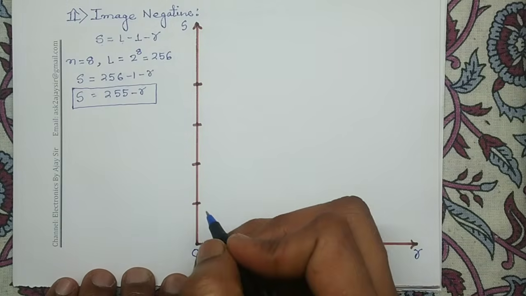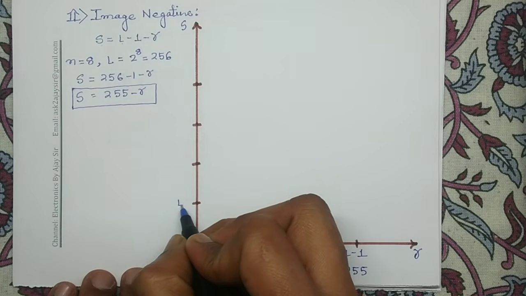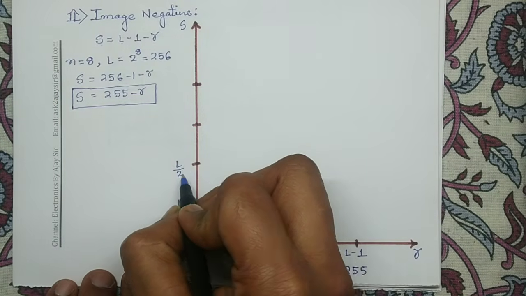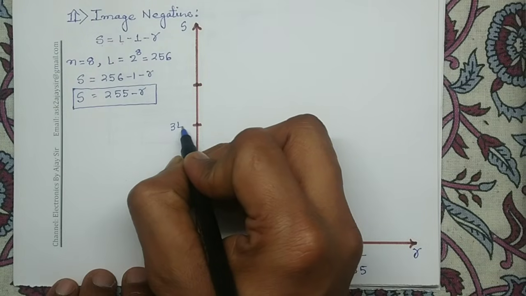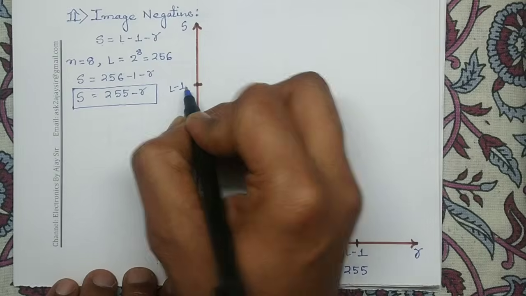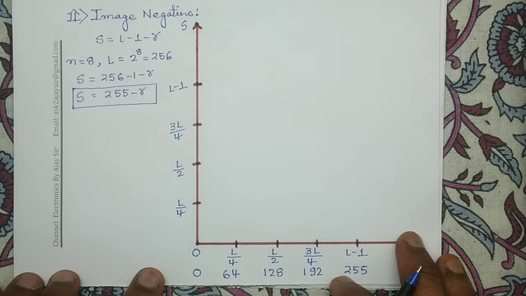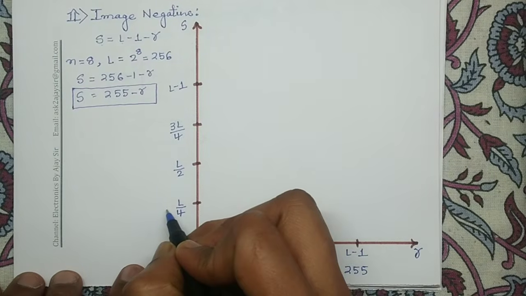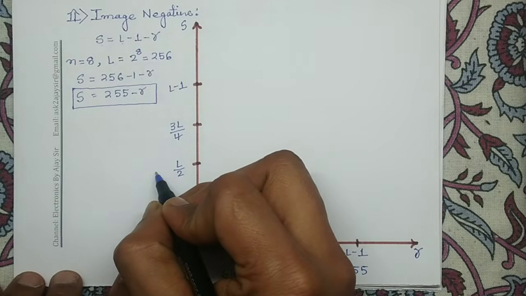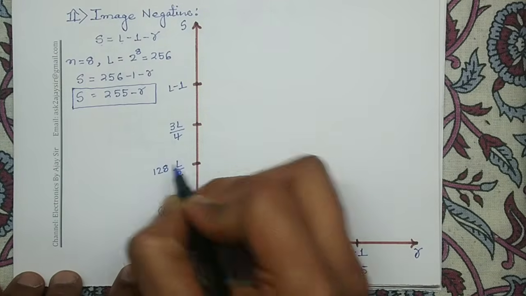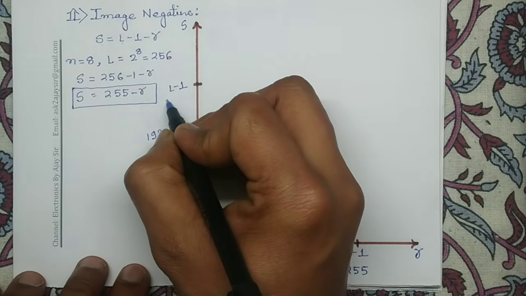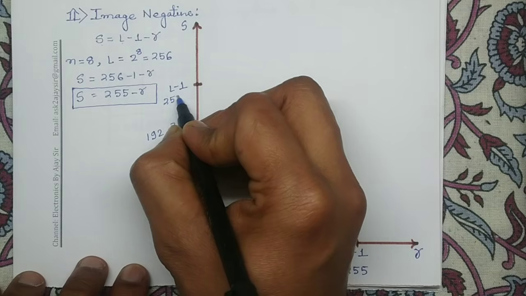Similarly, we will mark along the y-axis. This critical point is L/4, this one is L/2, this one is 3L/4 and this point is L-1. That is, if L equals 256, L/4 is 64, L/2 is 128, 3L/4 is 192 and L-1 is 255.